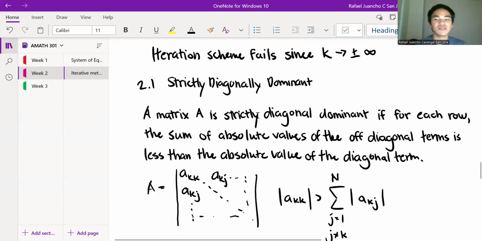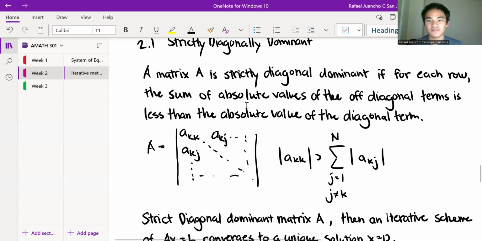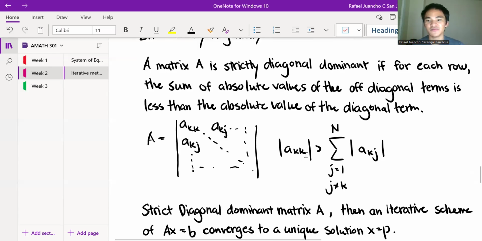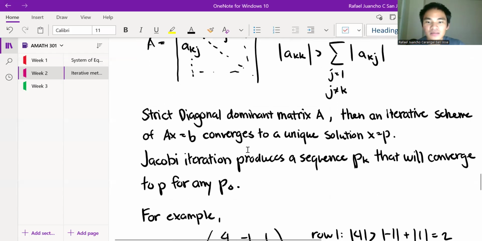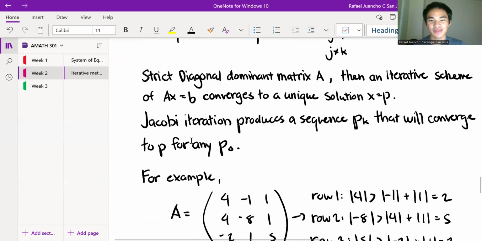And then we introduced this concept of a matrix being strictly diagonally dominant. If it is diagonally dominant, meaning the sum of the absolute values of the off-diagonal terms is less than the absolute value of the diagonal term, then it's a diagonally dominant matrix A, which means it will definitely converge 100%. So that's the crucial thing we learned here.